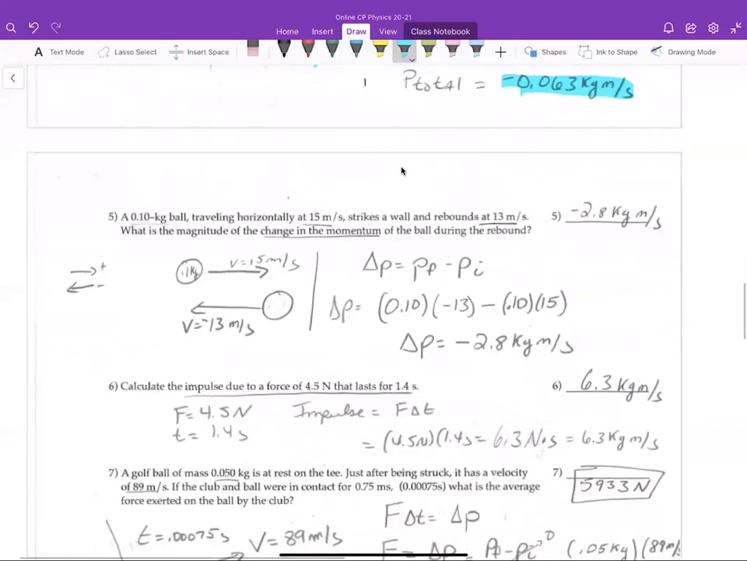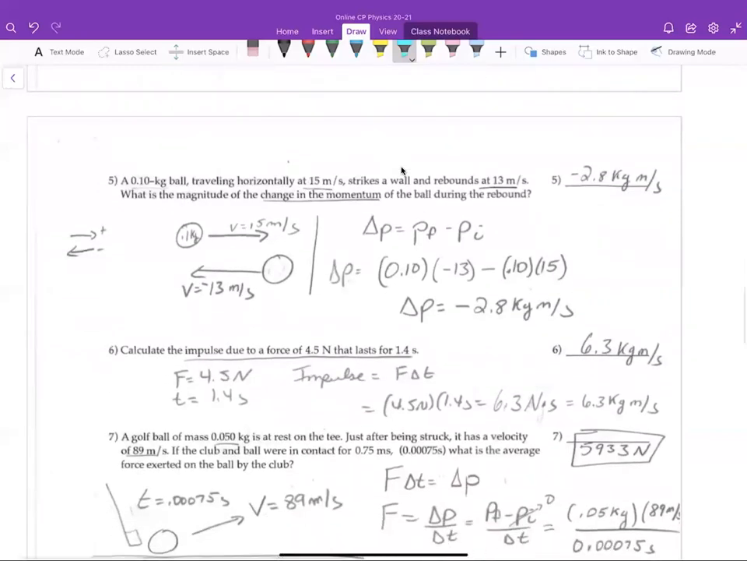All right, similar problem here, people not paying attention to the negative signs. I have a ball that has a mass of 0.1. It's originally traveling at 15 meters per second. It strikes a wall, rebounds at 13 meters per second. We want to know the change in momentum. The definition of change in momentum is momentum final minus momentum initial.